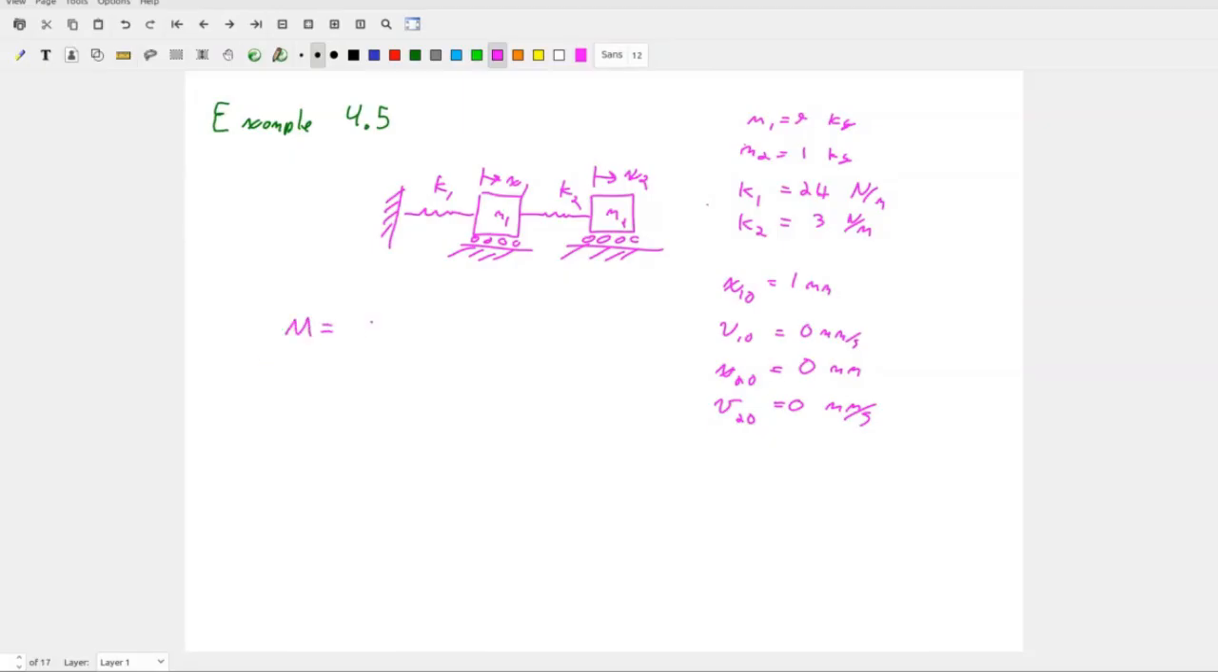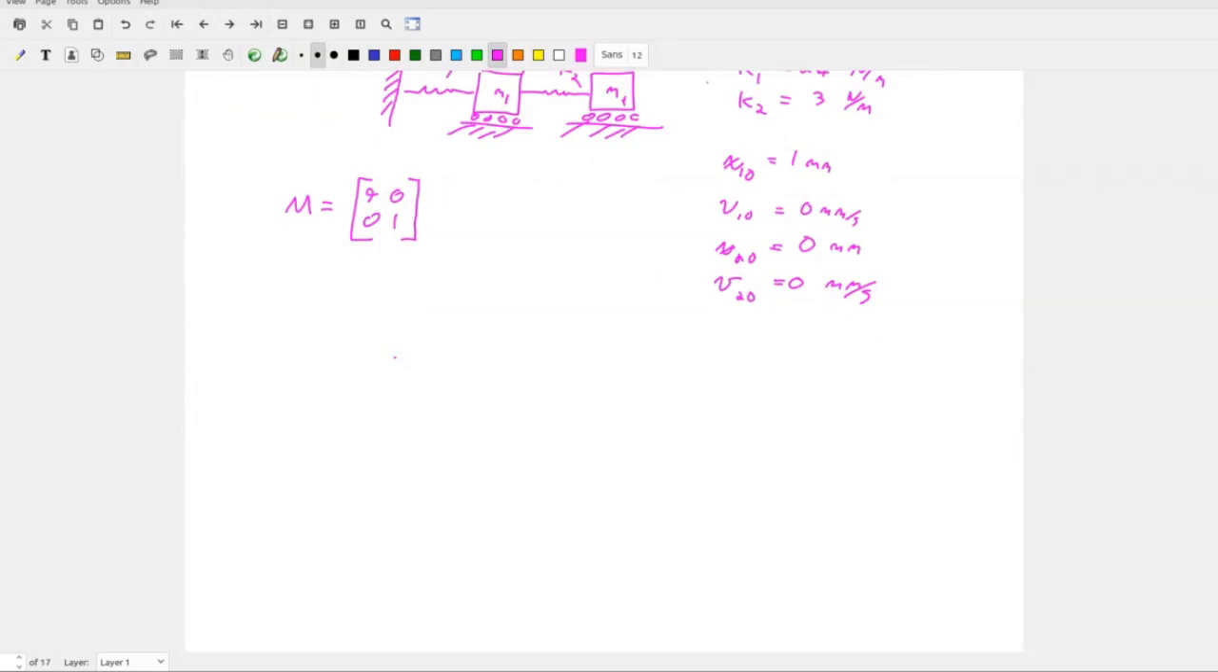M is equal to 9, 0, 0, 1. How about that? Nice diagonal mass matrix. What we like. K is equal to 27, -3, -3, and 3. And you can solve through those at your leisure, but that's just what that equals.